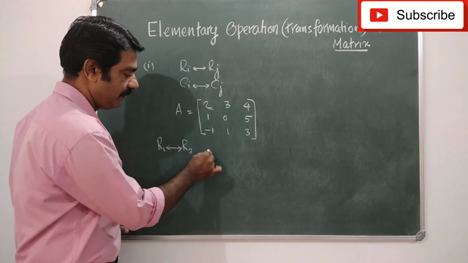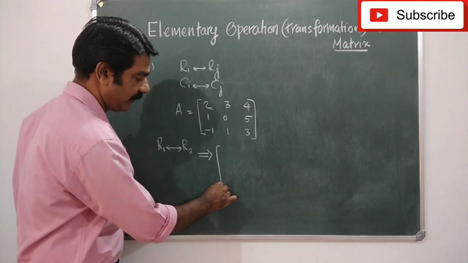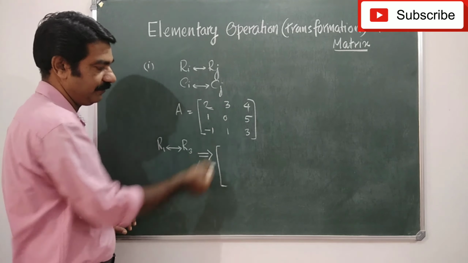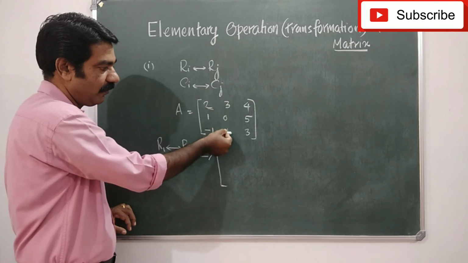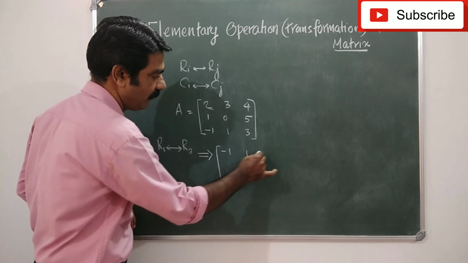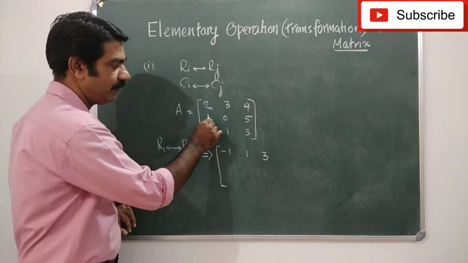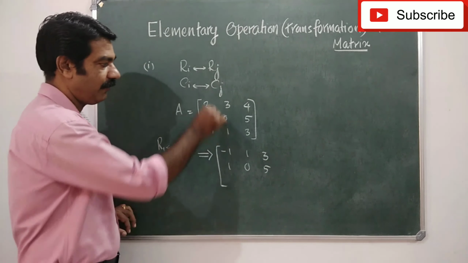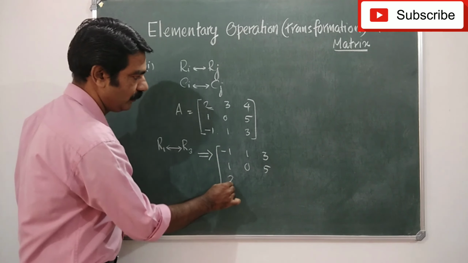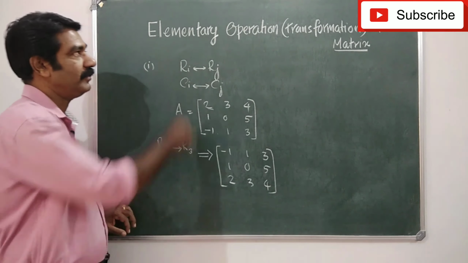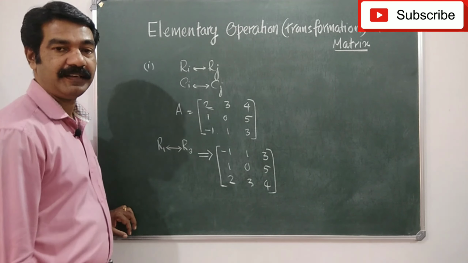See what happened? This matrix becomes a new matrix. We are interchanging R1 and R3, the first row and third row. So the third row becomes the first row: minus 1, 1, 3. There is no change in the second row: 1, 0, 5. And the first row becomes the third row: 2, 3, 4. So this is the first elementary operation.